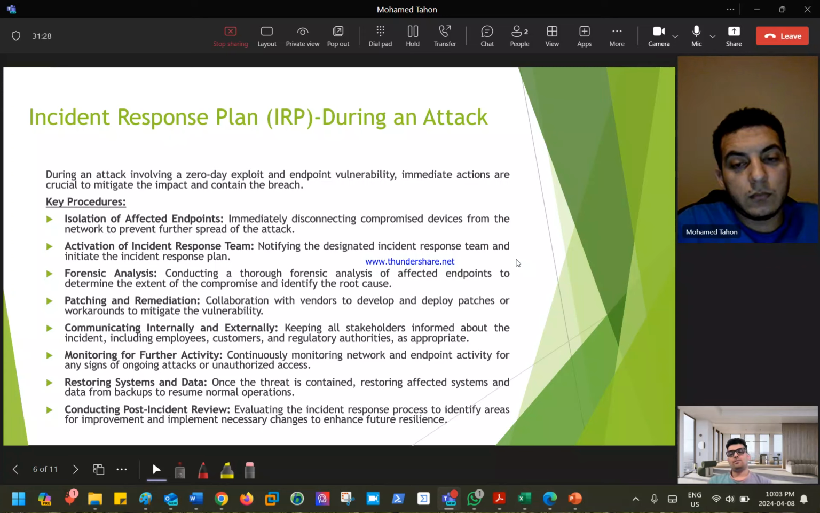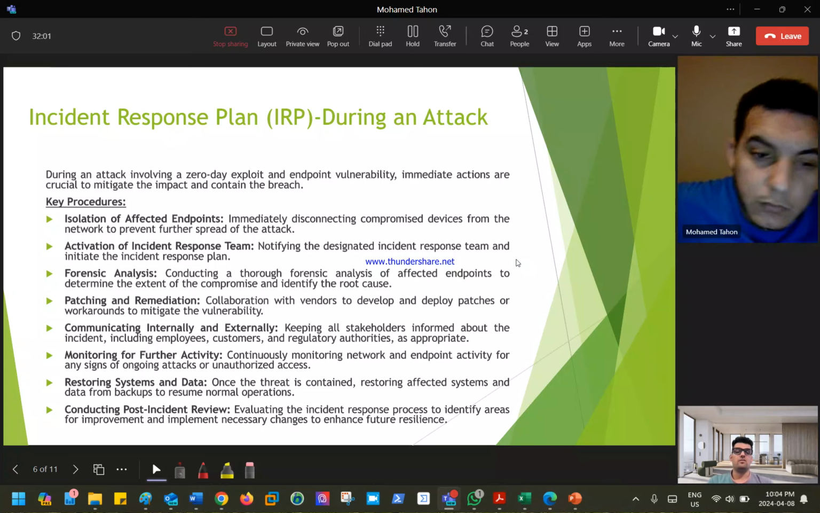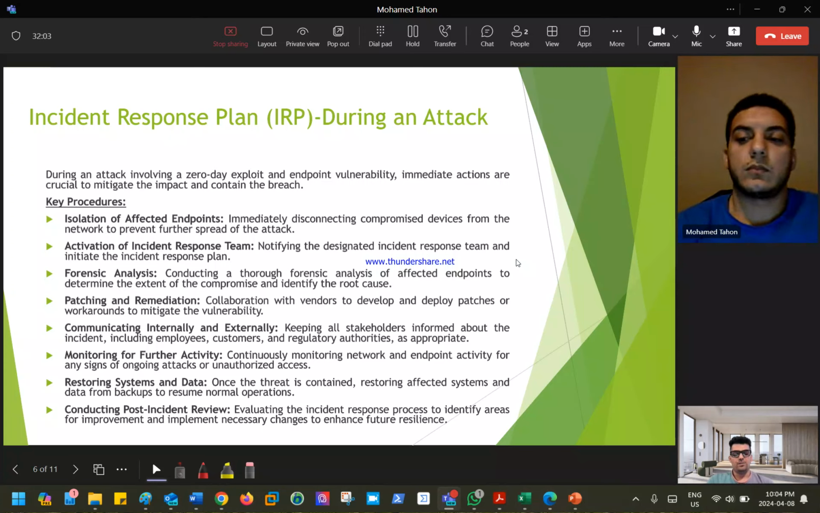After that, because of business continuity, we have to restore our systems and our data after isolating the affected devices. With the rest of the system, we have to continue our business, restore everything, and conduct post-incident reviews. So we have to evaluate the response procedures to identify areas of improvement and implement necessary changes to enhance future resilience as well.